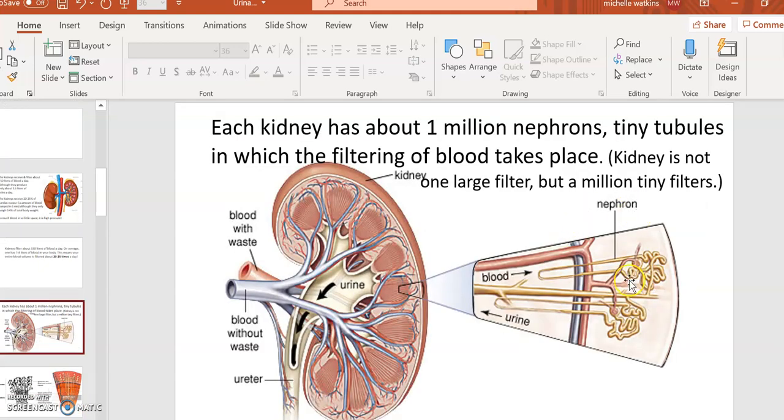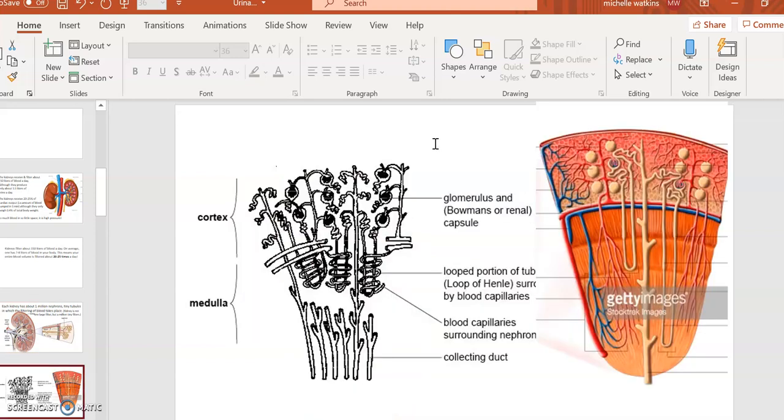If we get a close up on the kidneys, we see these funny little yellowish white tubules called nephrons. The kidney is not one massive filtering thing. The kidney is instead a million tiny filtering units, each one called a nephron. Okay, I know it's confusing, you don't understand them yet.